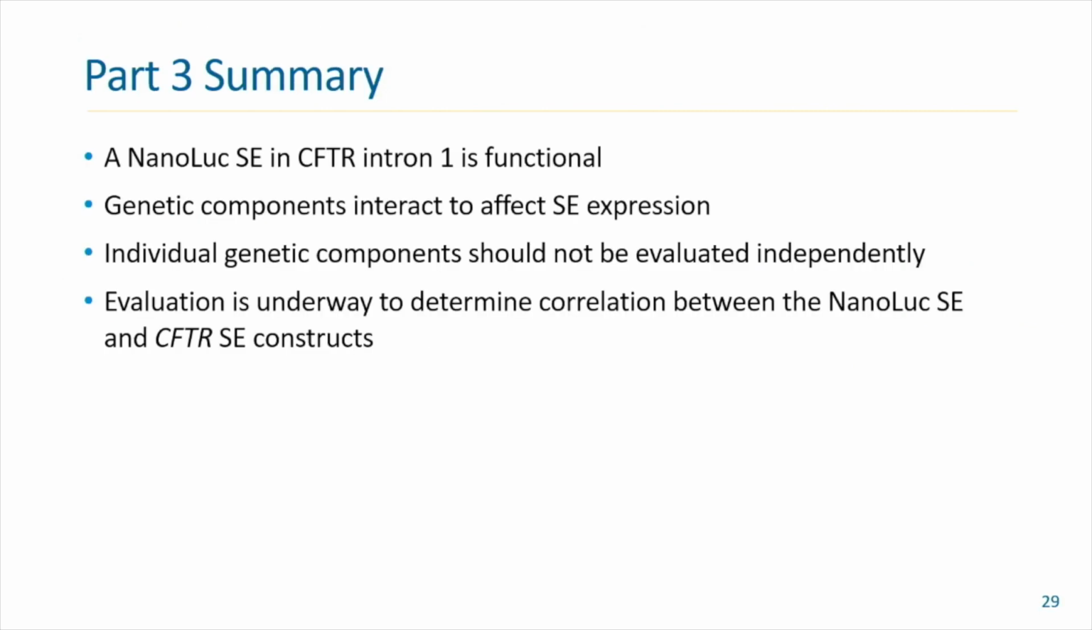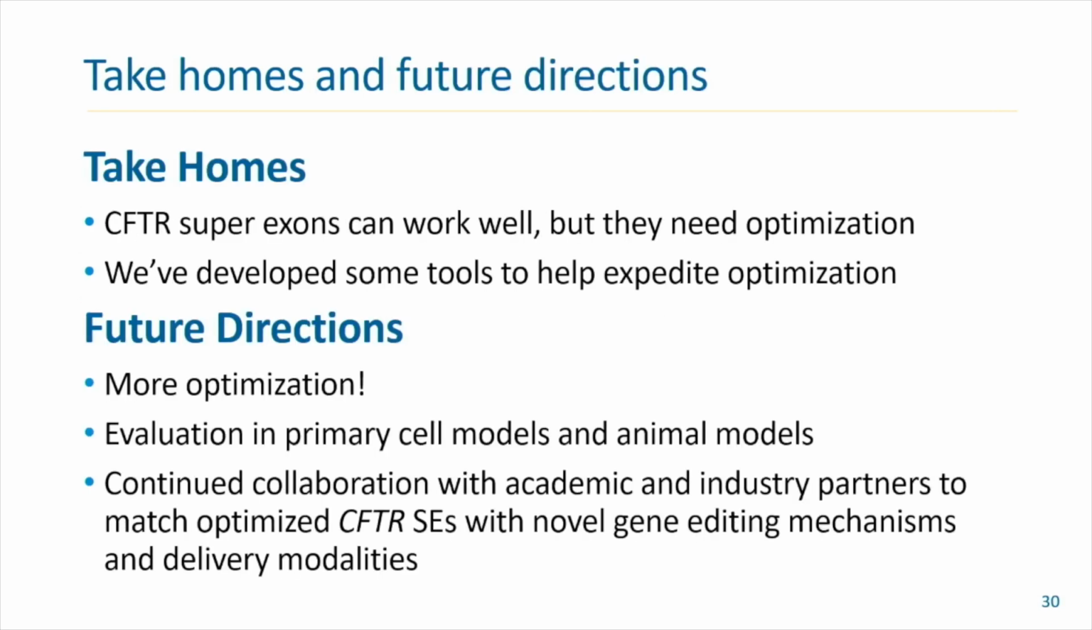So to summarize part 3, a nanologue superexon in CFTR intron 1 is functional, and this can give us a nice tool to evaluate genetic components of CFTR superexons. Genetic components all interact to affect CFTR expression. They're not modular. They must be evaluated independently because they interact. We're also currently in the process of determining the correlation between nanologue superexons and CFTR superexons, and obviously this will be critical for determining how far we want to push the nanologue superexon.